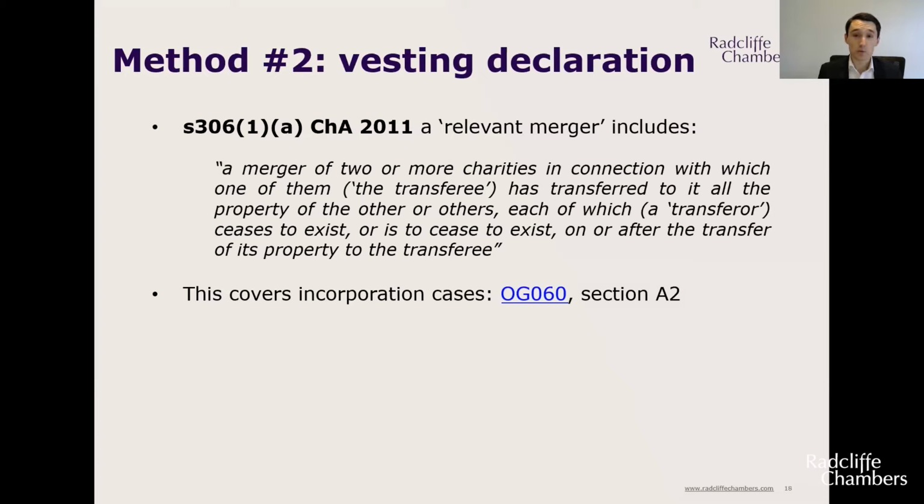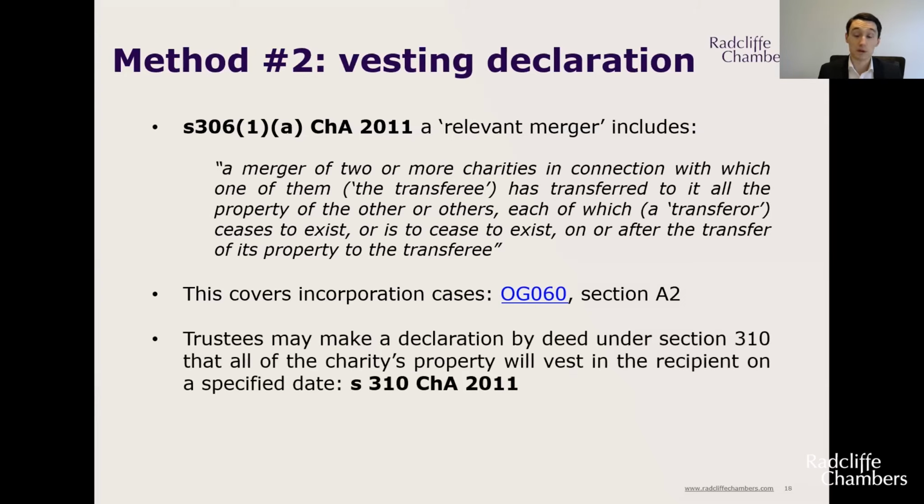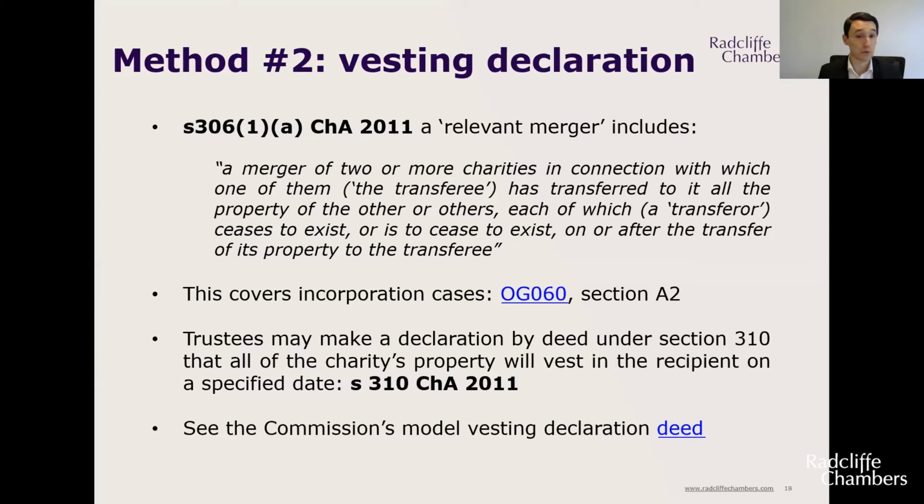If this is what your situation is, then the trustees can make that declaration that I described by Section 310, vesting the assets in the new receiving charity. Helpfully in this context, the Commission has prepared a model vesting declaration, which you can access online. I'd strongly recommend that if you're going down this route, you start with the Commission's deed.